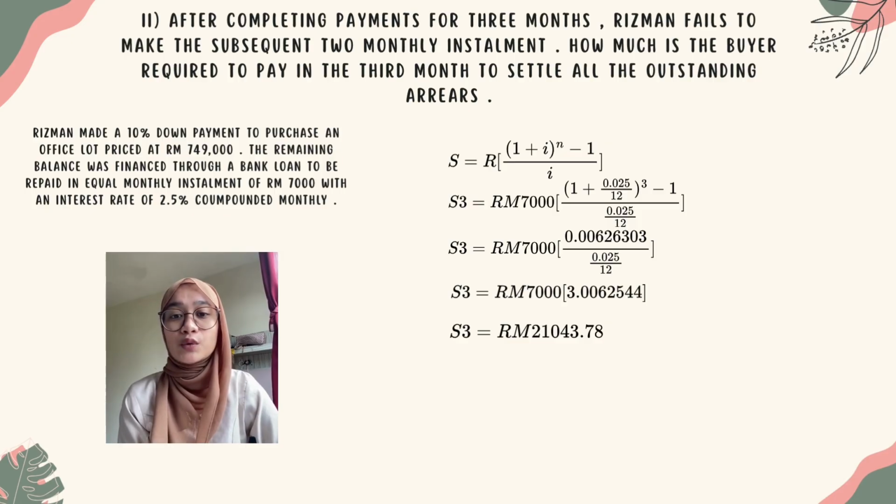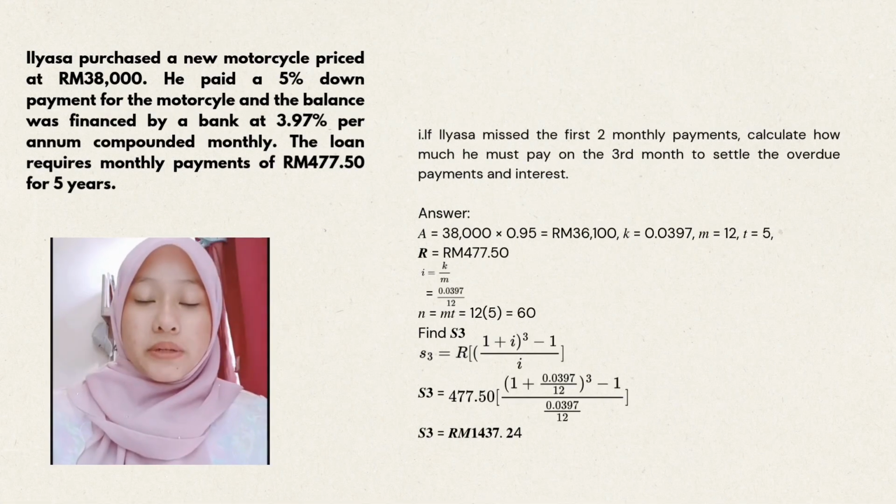Like usual, we settle first in the bracket. We get the answer S3 equal to 7,000 times in the bracket 3.0062544, and the final answer we get is RM21,043.78.